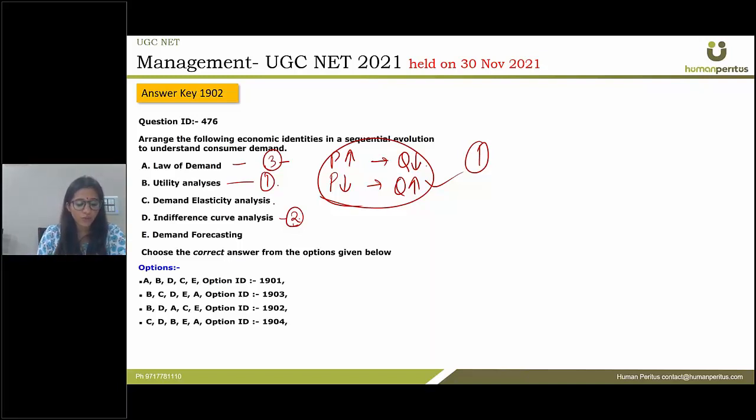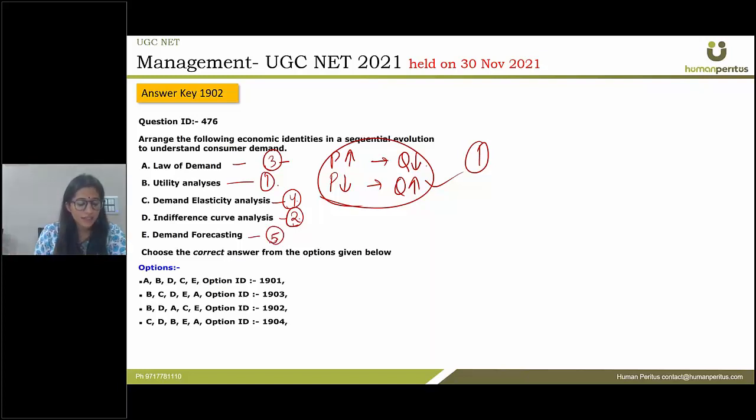Then the firm would go for the demand elasticity analysis. Now we know that if the price of a commodity is increased, the quantity demanded of that particular commodity would decrease. So the elasticity analysis would tell us the sensitivity with which the change in price would cause the change in the quantity demanded. So this would be done after understanding the first relation between the price and the quantity demanded. So this would come at the fourth number.